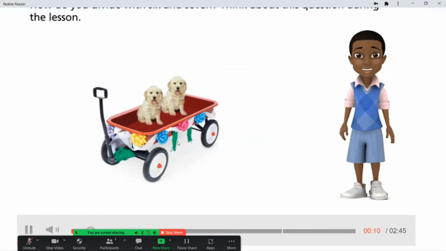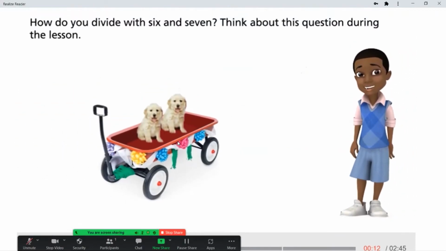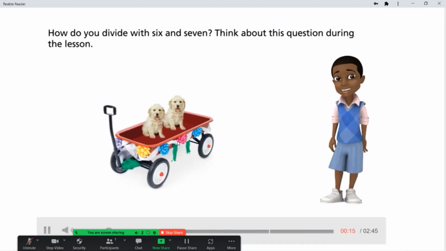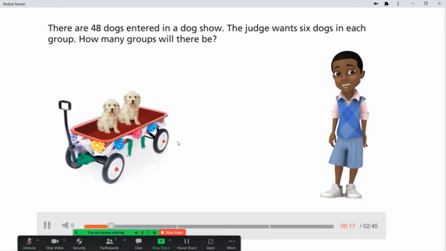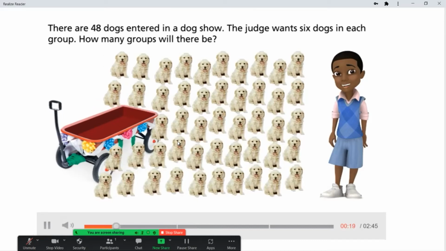How do you divide with 6 and 7? Think about this question during the lesson. There are 48 dogs entered in a dog show. The judge wants 6 dogs in each group. How many groups will there be?